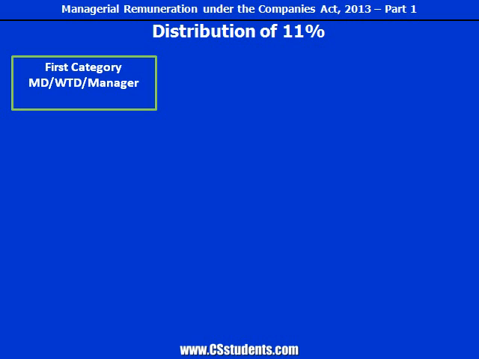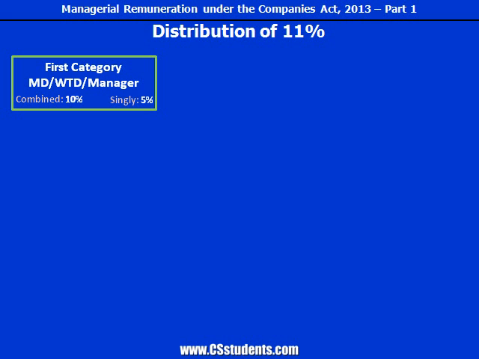Therefore, they shall be entitled to a combined higher share of 10% of net profits, subject to singly getting a maximum of 5% of the net profits. Means, all managing directors, whole-time directors, or managers, put together, will get a maximum of 10% of net profits. And a single managing director, whole-time director, or manager will get a maximum of 5% of the net profits.